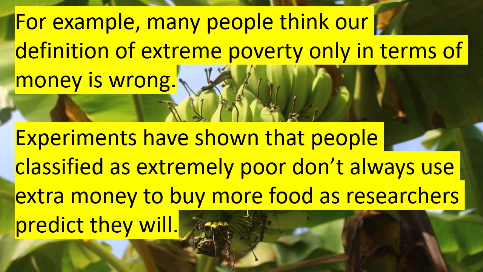For example, many people think our definition of extreme poverty only in terms of money is wrong. Experiments have shown that people classified as extremely poor don't always use extra money to buy more food, as researchers predict they will.